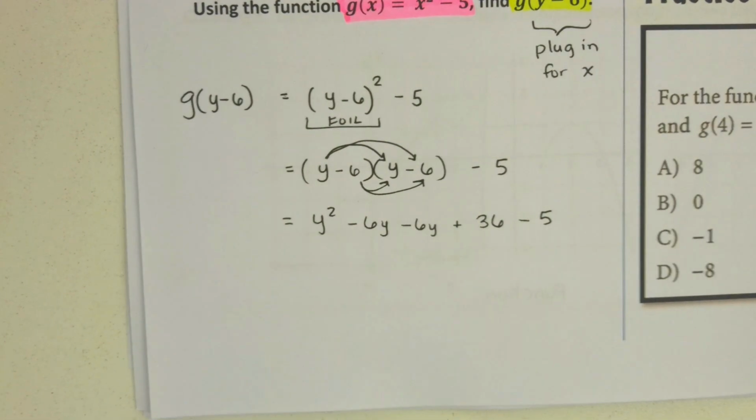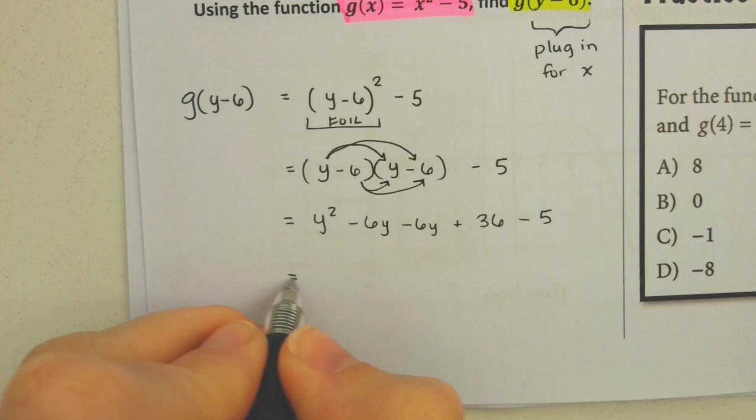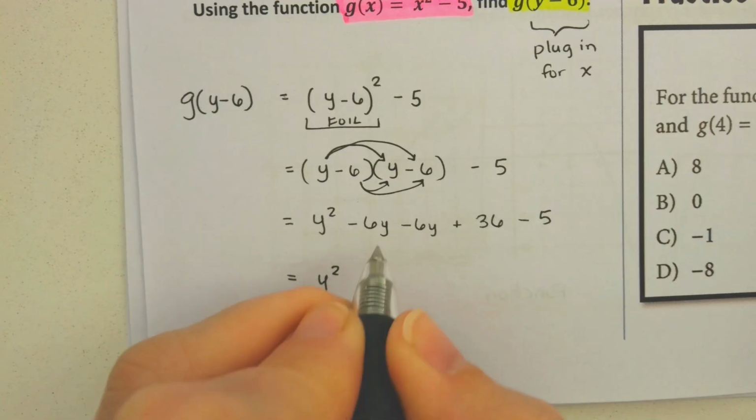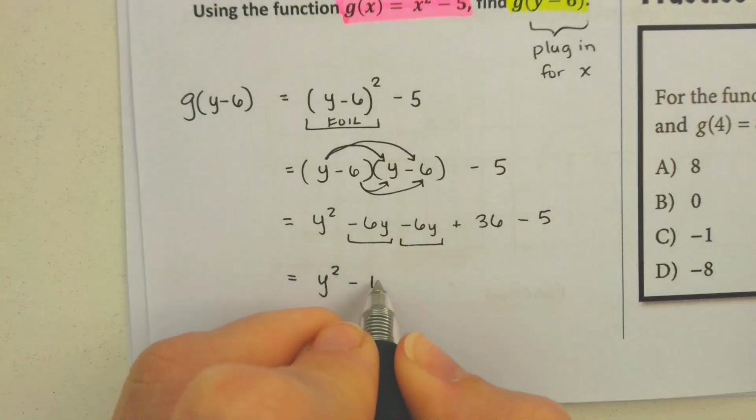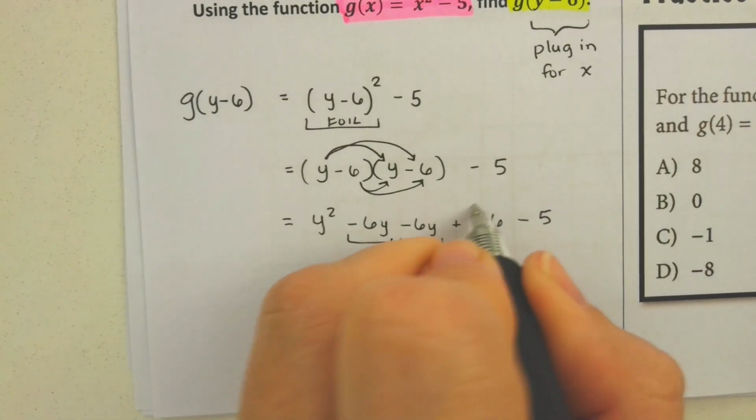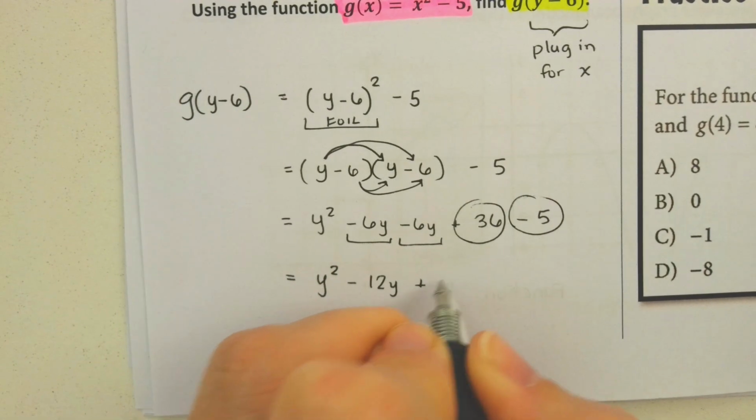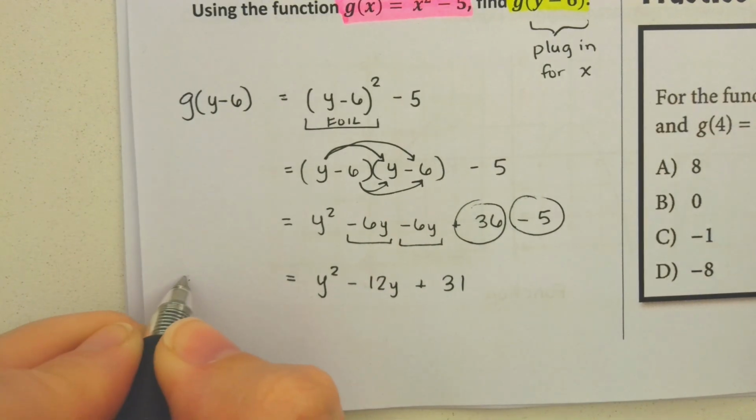Anything simplify in here? Yeah, what simplifies? Negative 6y and negative 6y becomes negative 12y. 36 minus 5 becomes 31.